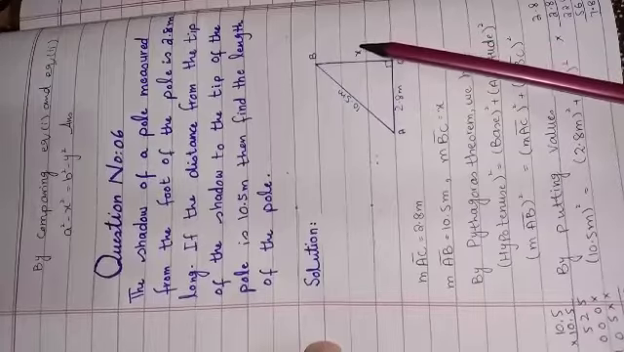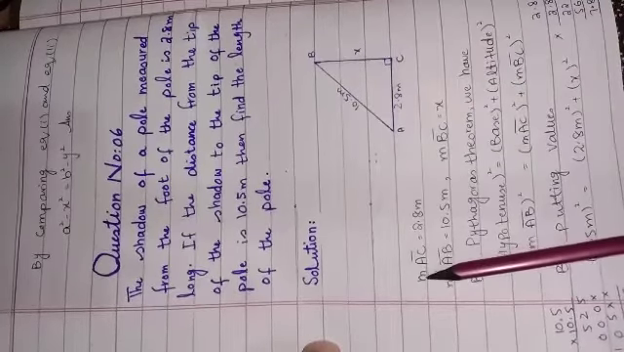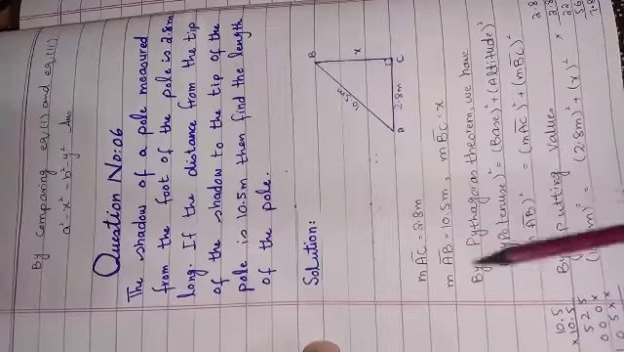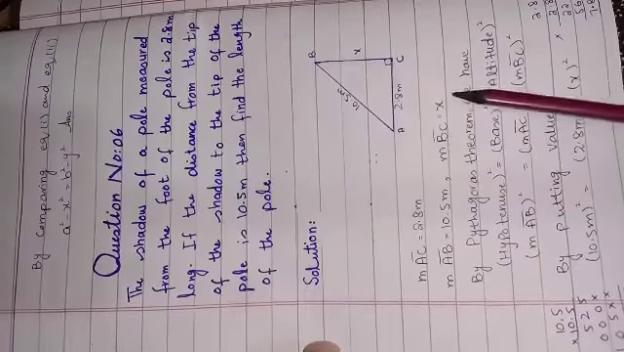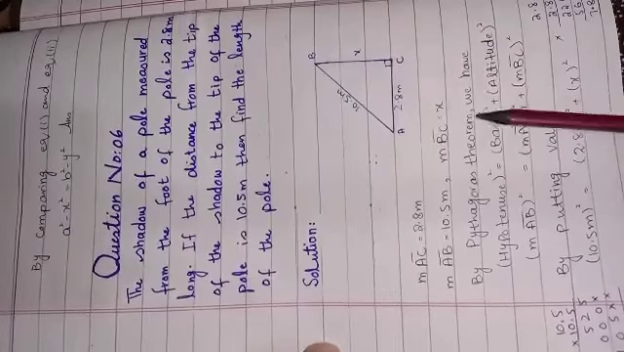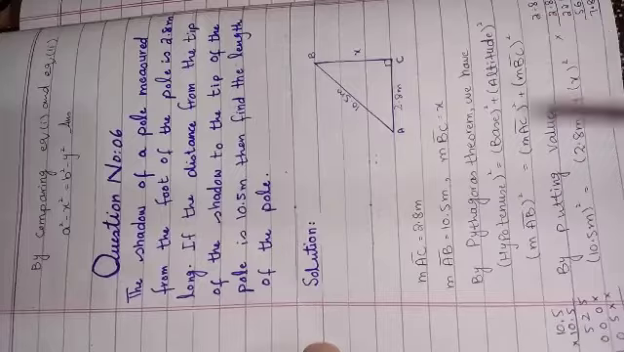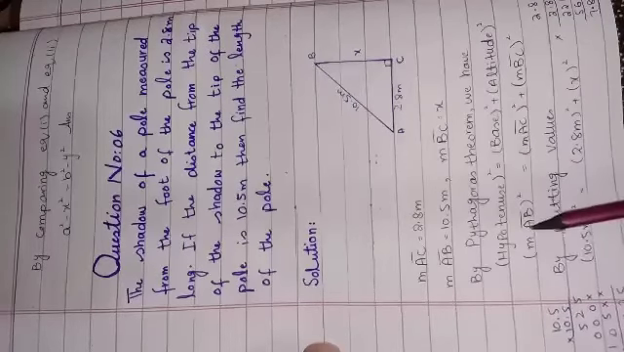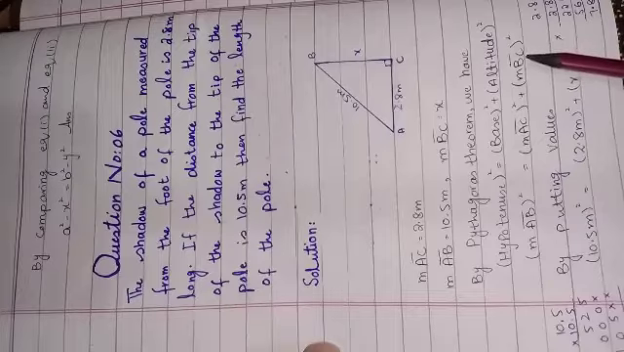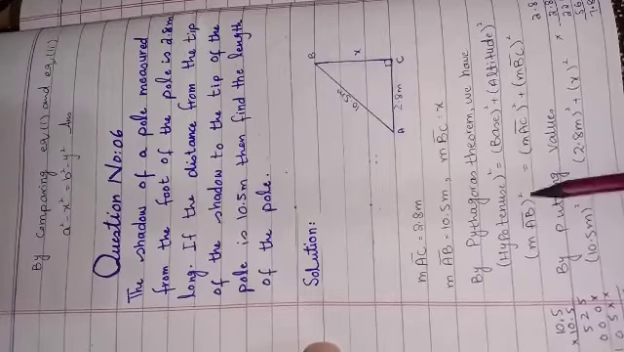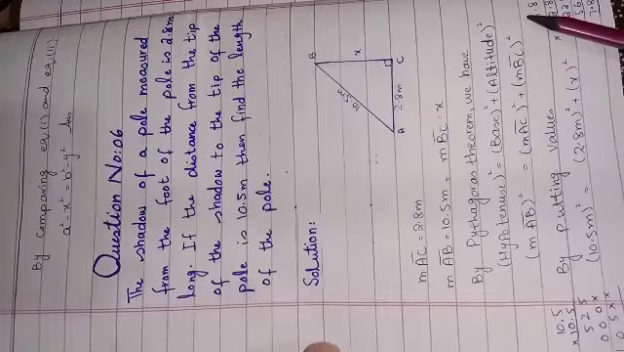To find out the altitude, we will use our Pythagoras theorem. Let's start, students. Measure AC is equal to 2.8 meter. Measure AB is equal to 10.5 meter. And measure BC is equal to x, as you can see. By Pythagoras theorem, we have hypotenuse square is equal to base square plus altitude square. Here hypotenuse is measure AB whole square, base is AC, and altitude is BC. So we write measure AB whole square is equal to measure AC whole square plus measure BC whole square.